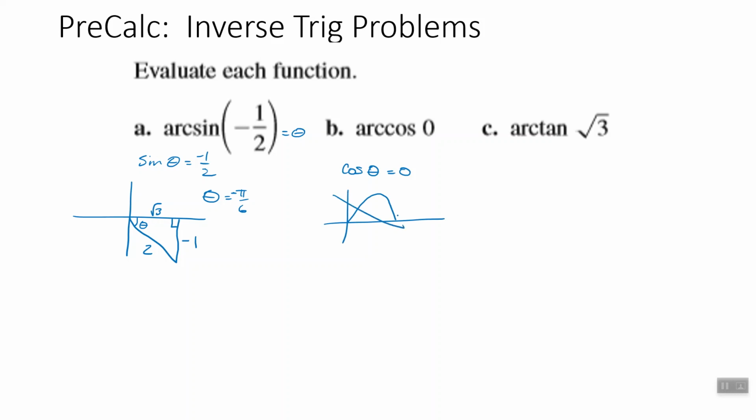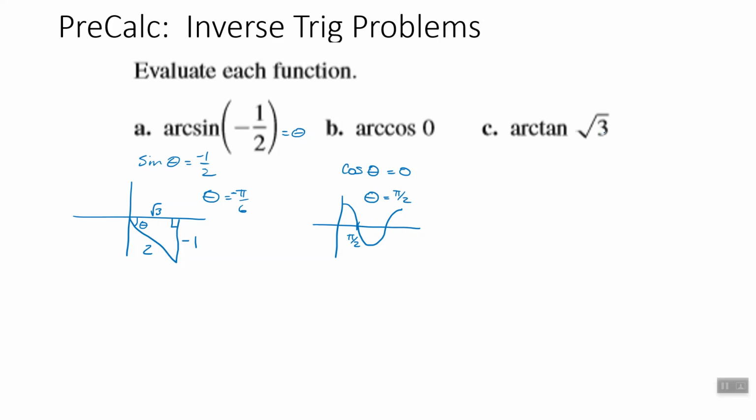Or actually, never mind, that's sine. Sorry, sine. Bad, Mr. Robeson. Bad. All right, so cosine looks like that, and hits 0 right there at pi over 2. So our theta here is pi over 2.